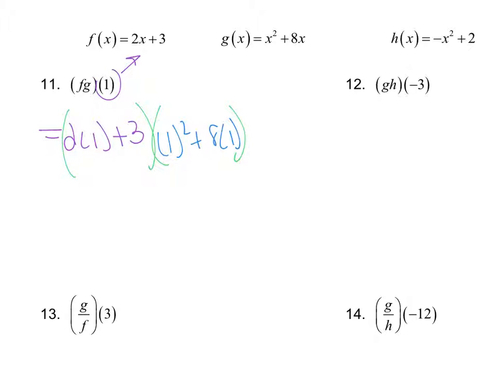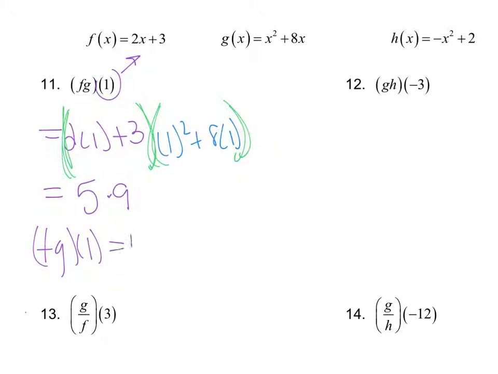Okay? So if you notice, I've been using the green for the indicator of what operation we're performing. So since we're doing multiplication, I went ahead and put parentheses around the entire functions that we are multiplying. So this gives me 5 times 9. So f times g of 1 equals 45. Okay. All right. If you could pause, and then please try 12 on your own.